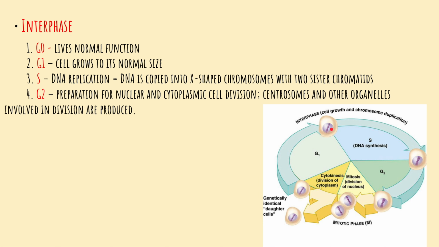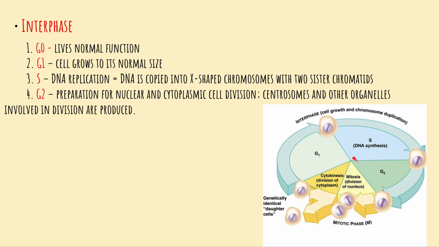After DNA synthesis, the next stage is G2, which prepares the cell for mitosis and cytokinesis, or as said here, nuclear and cytoplasmic cell division. Centrosomes and other organelles are also involved in the division of this. So what are centrosomes? Centrosomes are centrioles and microtubules together, and they create this sort of fiber and spindle that helps in mitosis.